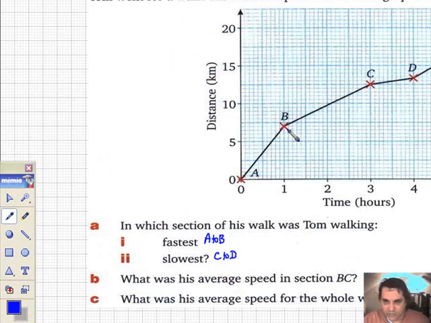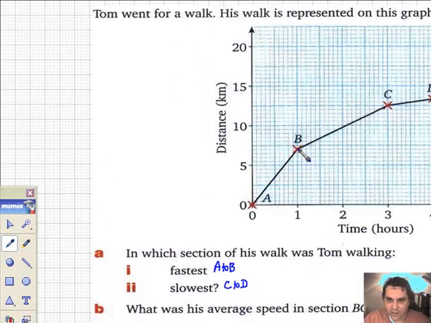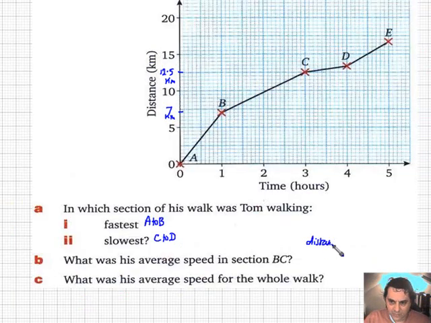What was his average speed in section B to C? Now, quite hard to read that actually. I think that is right there, which is 7 kilometers. And C is right there, which is between 10 and 15, 12.5 kilometers. So the distance travelled is going to be from 7 to 12.5, so I'll make that 5.5 kilometers.